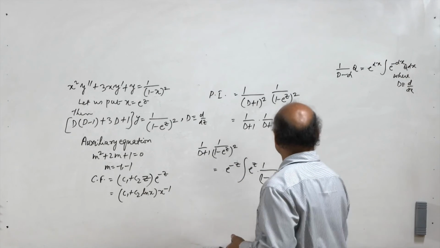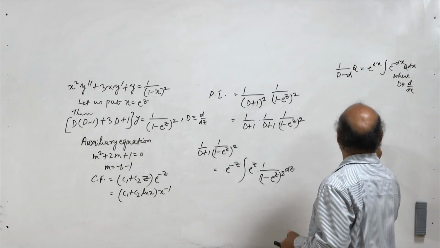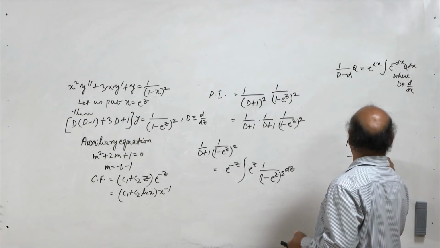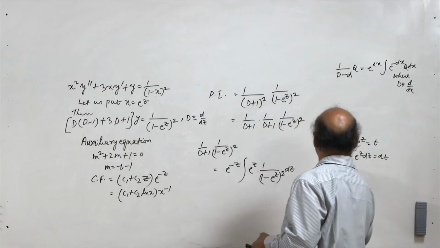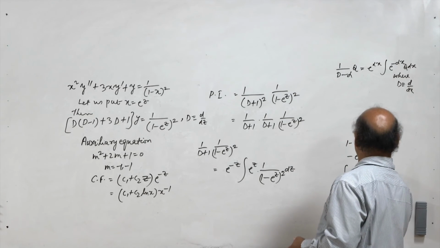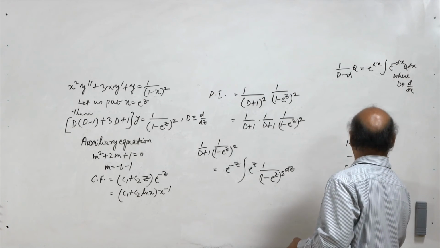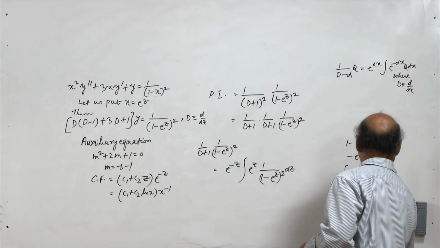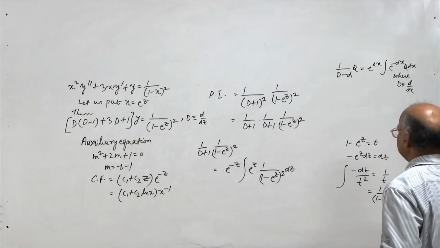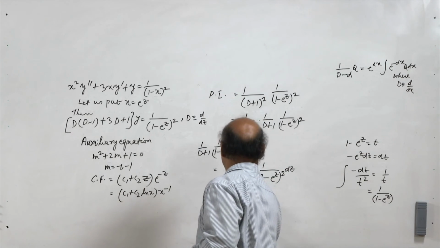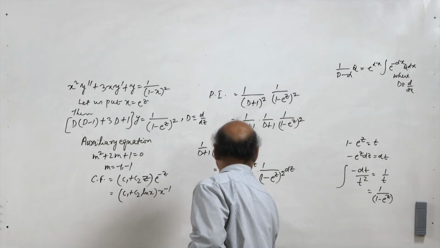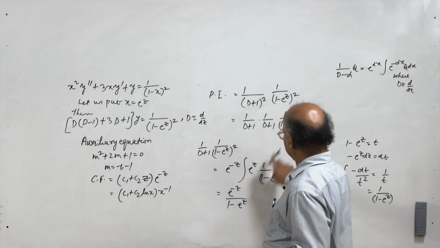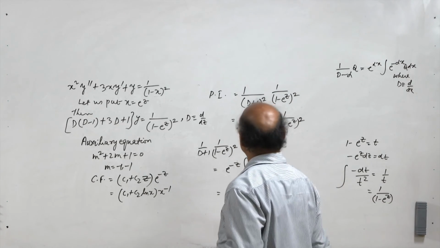Now to integrate this, let us put 1 minus e to the power z equal to t. So we get minus e to the power z dz equal to dt. So we will get integral minus dt upon t square. So this will be 1 by t, and 1 by t means 1 over (1 minus e to the power z). So this will be e to the power minus z divided by (1 minus e to the power z). So, when 1 over D plus 1 operates on this, we will get this. Again let us operate 1 over D plus 1 on this.